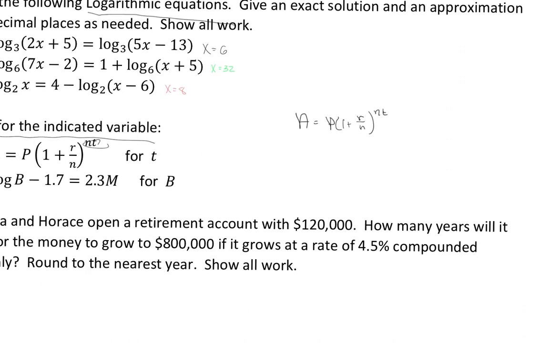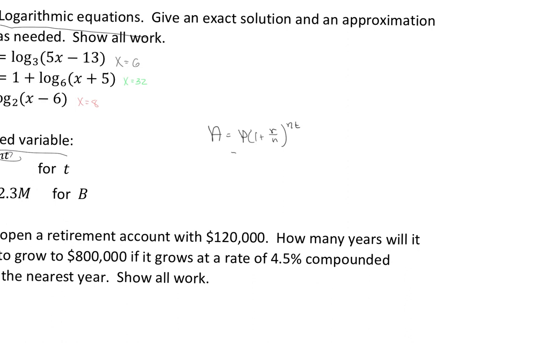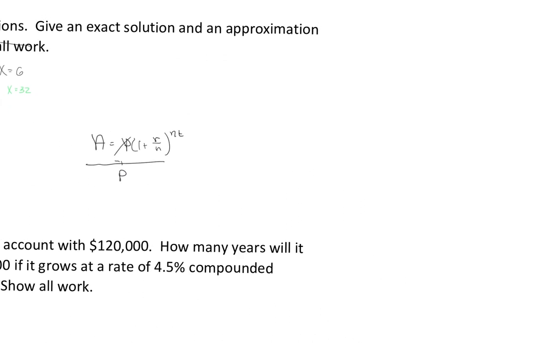Before we do any taking natural logs, I'm just going to divide both sides by P. I'm going to get rid of this on the right and leave us with A over P is equal to 1 plus r over n to the nt. From there, we take the natural log of both sides. That gives us natural log of A over P is equal to, this power can come out, so it's nt times natural log of 1 plus r over n.